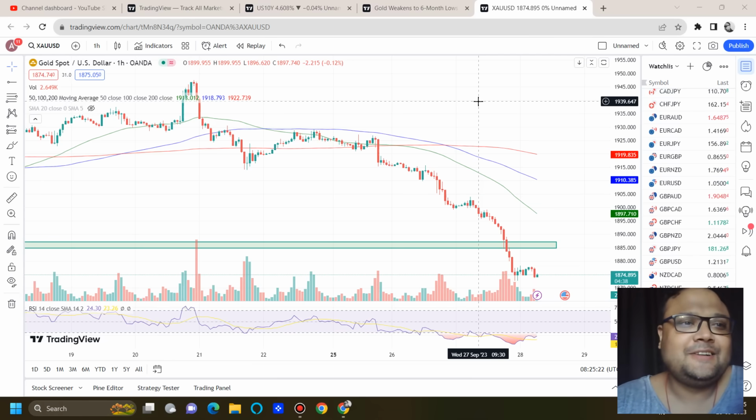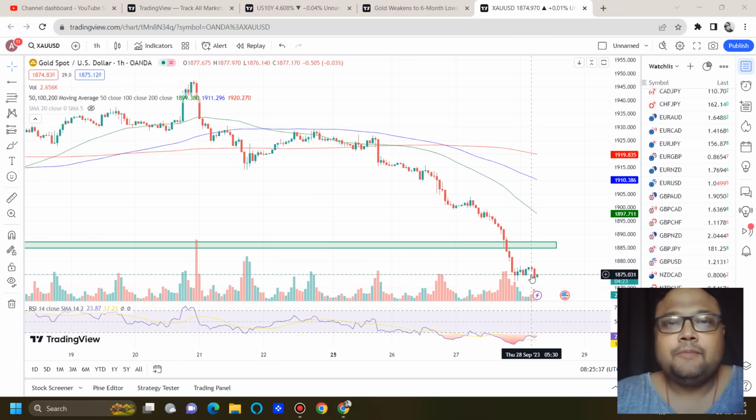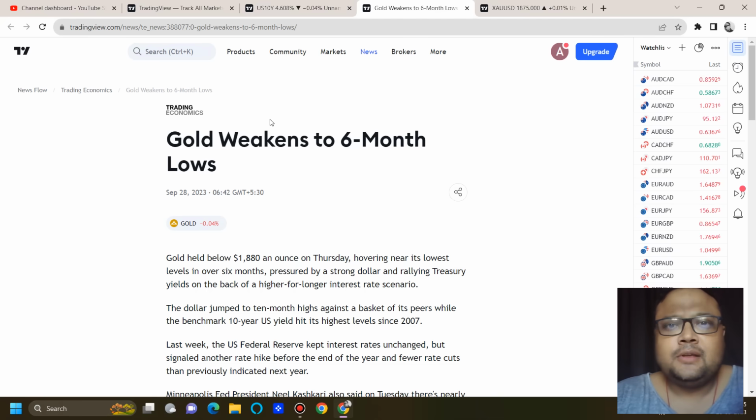So let's get started. My dear friends, this is the 1 hour chart of gold. What happened to gold? Gold saw a massive fall yesterday. Gold is standing at 1874 right now. Nobody was expecting 1874 on the chart of gold within just a few hours. Gold weakens to a 6 month low.